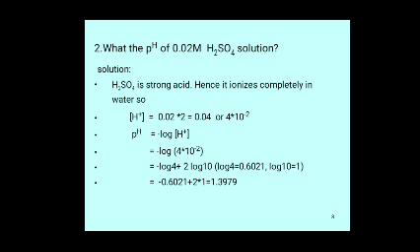That is equal to minus 0.6021 plus 2 into log 10, where log 10 value is equal to 1, so 2 into 1. Minus 0.6021 plus 2 is equal to 1.3979.